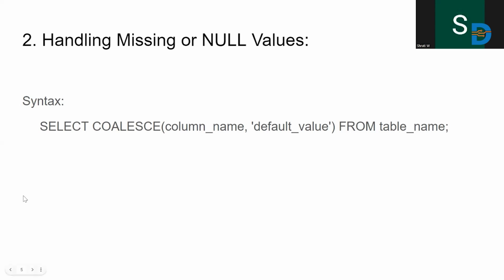So here is the syntax. You can use the COALESCE function: SELECT COALESCE with the column name and set the default value. Wherever you have a null value, it will be replaced with the default value, and then specify from which table.